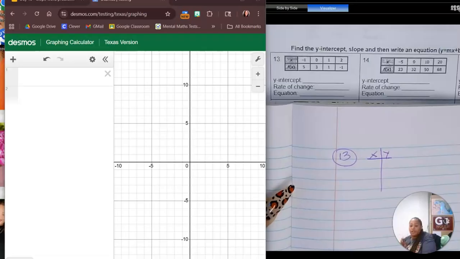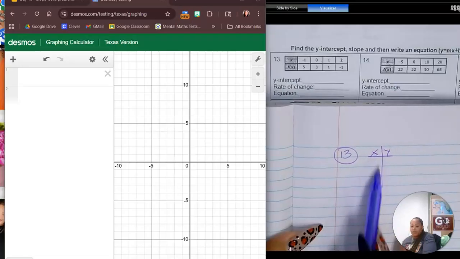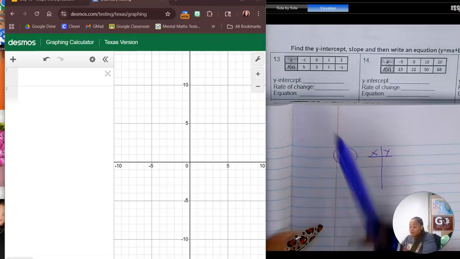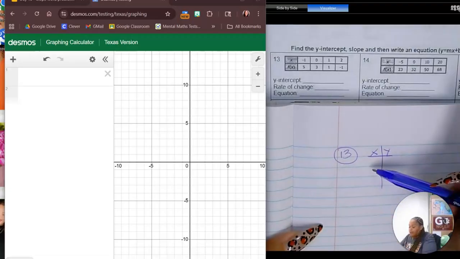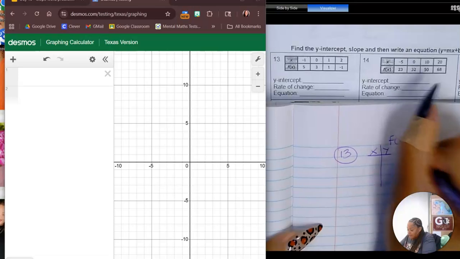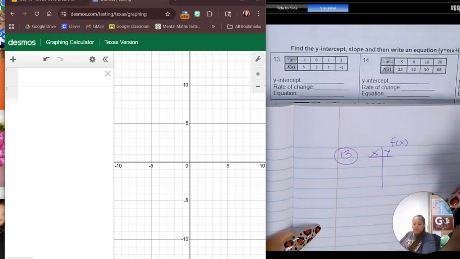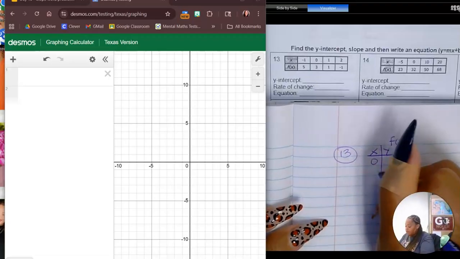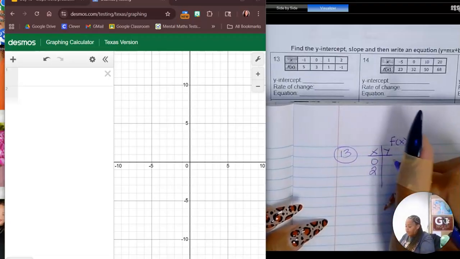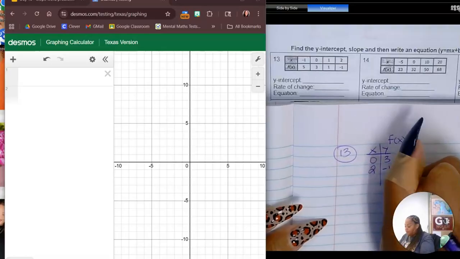So for question 13, I'm making sure to make my table a vertical table. This is going up and down instead of the one on the paper going left and right. And I label my x and my y. Y is also f of x, is the same thing. So the first 2 points, and it doesn't matter which 2 points I use as long as I use 2. So I can use 0 and 2, and the ordered pair with 0 is 3, and then -1.